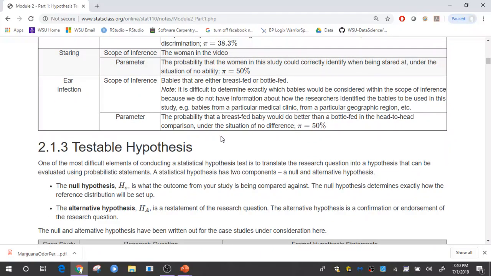How about the scope of inference for the ear infection example? Well, that study was done on babies that were either breastfed or bottle-fed. It is difficult to determine exactly which babies would be considered within the scope of inference for this case study, because we don't have additional information about how the researchers identified the babies to be placed into that study. For example, did these babies come from a particular medical clinic? Or from a particular geographic region within a city, maybe? We don't have that additional information about where these babies came from, which makes it difficult to appropriately describe the scope of inference.